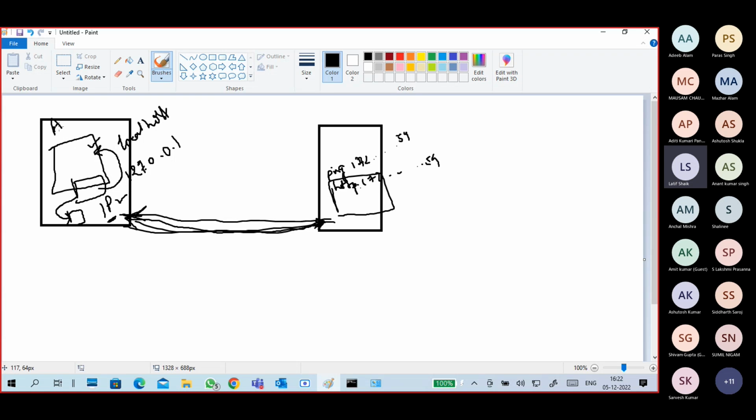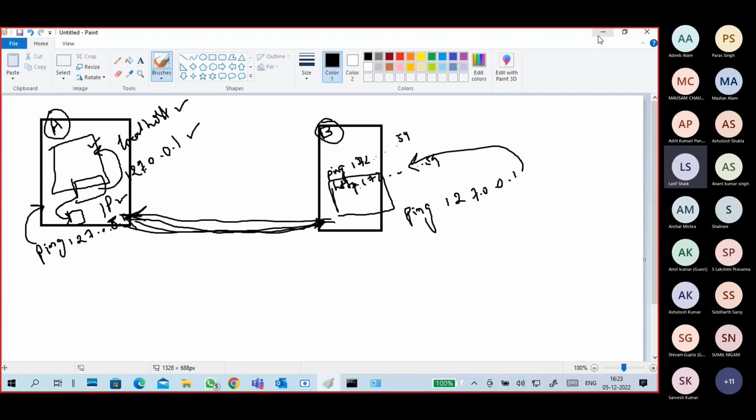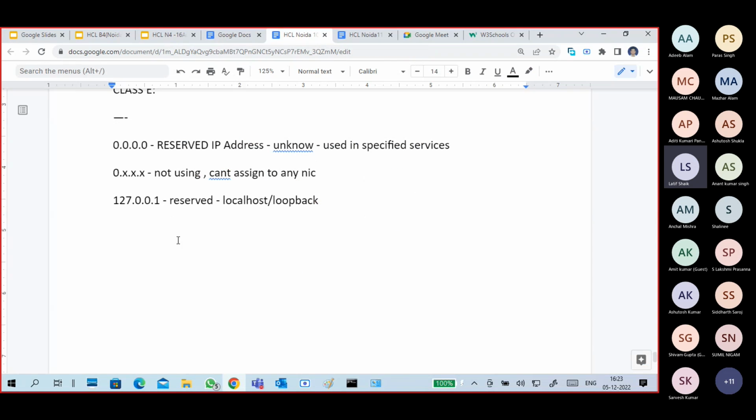For example, this is PC A, this is PC B. Both PCs have names, but localhost is self-naming. From A, I ping 127.0.0.1. The ping request goes to A only. From PC B, I'm pinging 127.0.0.1. The ping request goes to PC B only, not A. Because for every PC, its own name is localhost and its IP address is 127.0.0.1. So it is a reserved IP address for localhost and loopback.